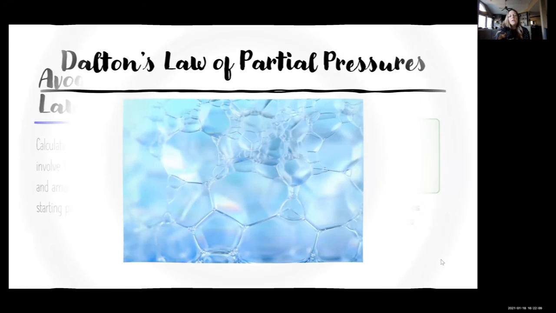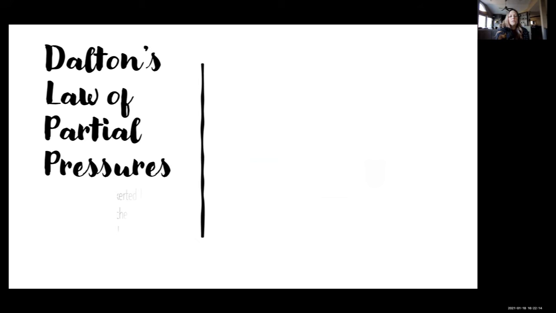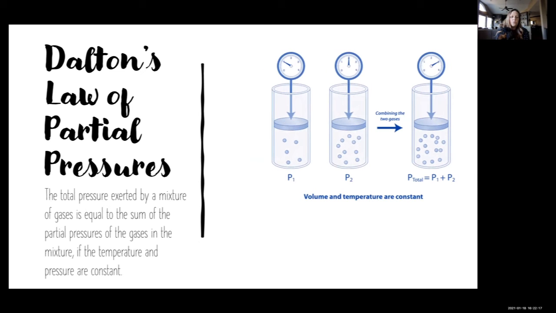That makes sense. So now we have Dalton's law of partial pressures. Dalton's law of partial pressures says that the total pressure exerted by a mixture of gases is equal to the sum of the partial pressures of the gases in the mixture. And that's if the temperature and pressure are constant. So basically, if this is at 1 atmosphere, it may be mercury, I don't know, but let's say it's atmosphere. If this is at 1 atmosphere and this container is at 2 atmospheres, if you put these gases together, you're going to get up to 3 atmospheres. And this is the equation for that. And we won't be doing too awful much with it.